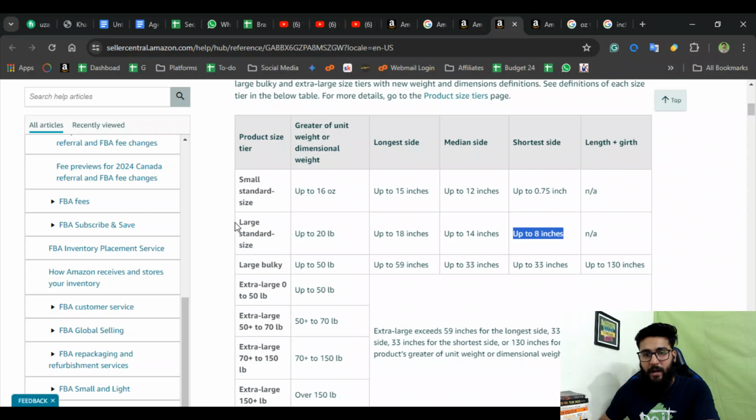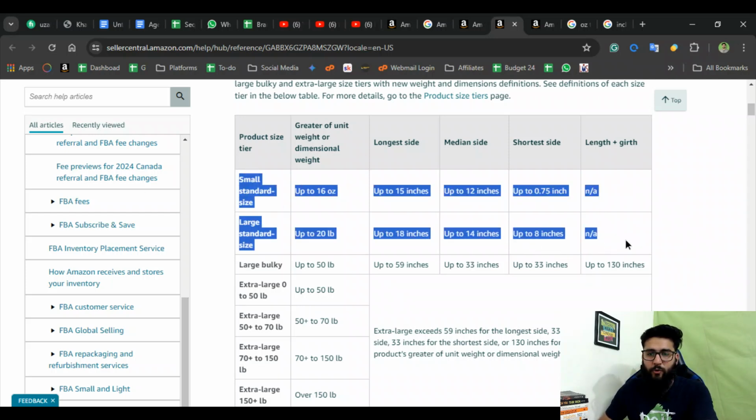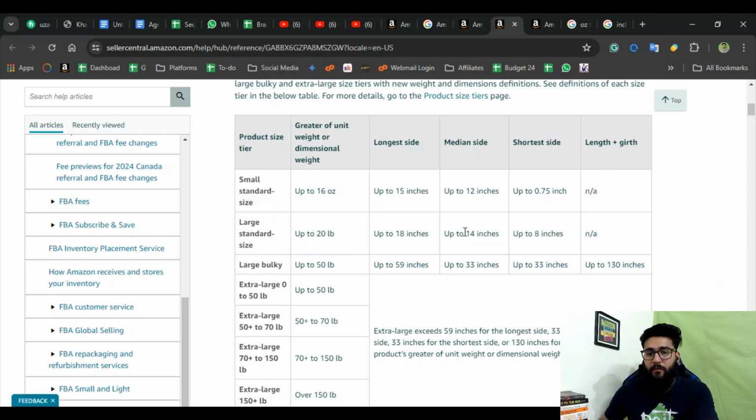By the way, I'm just giving you an example of small standard size and the large standard size. You can always apply the same strategy over large bulk and large standard, extra large to large standard, and all these things. So I'm just talking about these two options in this video for now. Okay, so we just have to check it. Can we do that or not? Because I'll just show you how much the FBA fee difference will be.